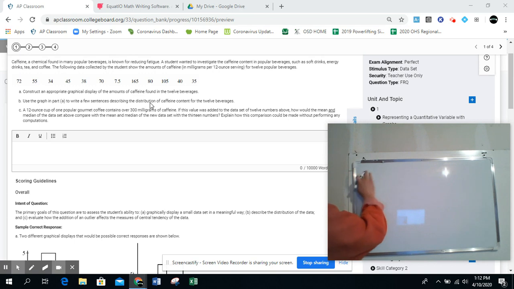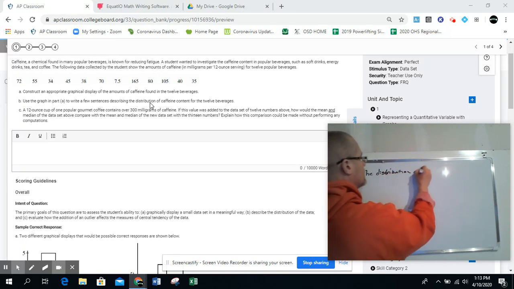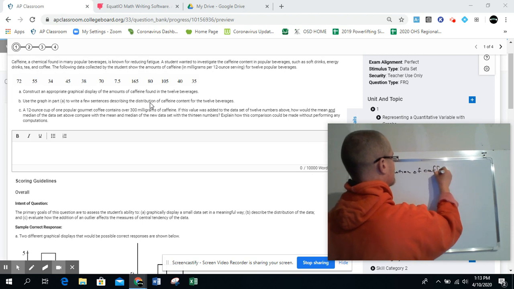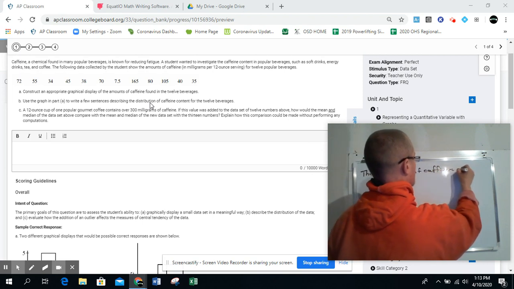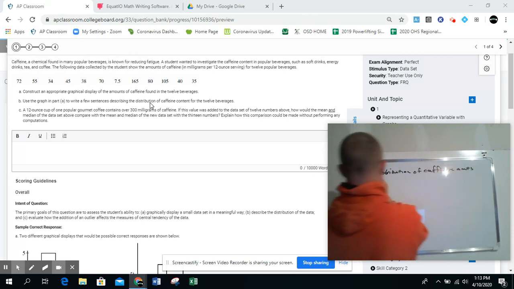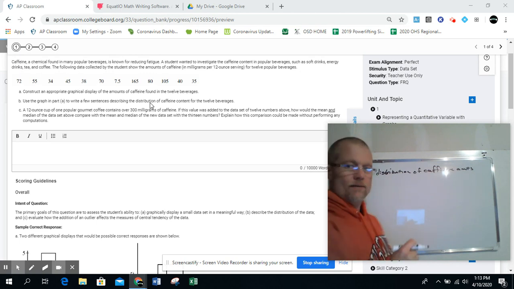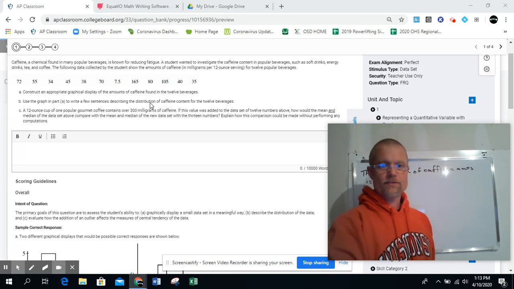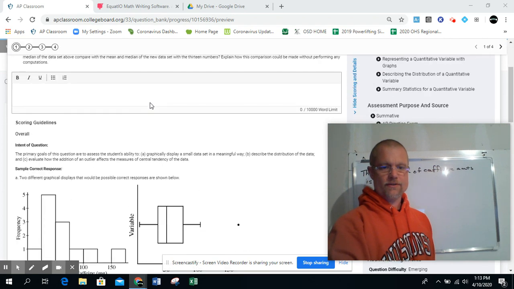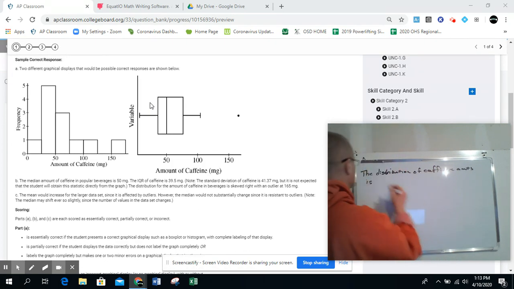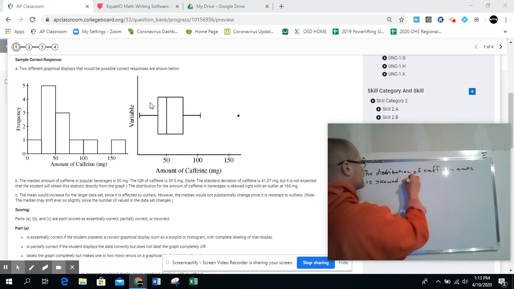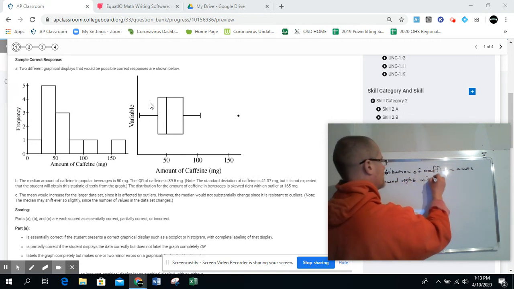First of all, the shape. We'll say the distribution of caffeine amounts is, is there some skew to it? I think there is. It's got some right skew. It's skewed right. Now that was the shape.